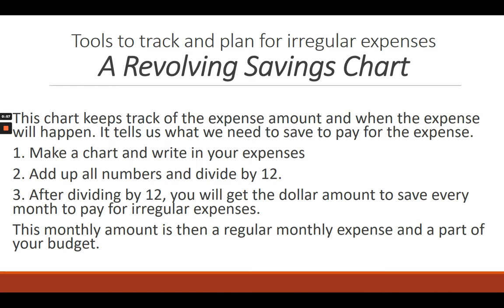A revolving savings chart keeps track of the expense amount and when the expense will happen. This tells us what we need to save to pay for the expense. First, make a chart and write in your expenses. Add up all of the expenses and divide by 12, because there are 12 months in a year. After you divide by 12, you will get the dollar amount to save every month to pay for irregular expenses. This amount then becomes a regular monthly expense and a part of your budget.